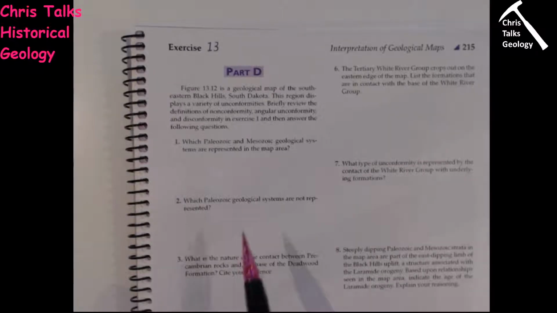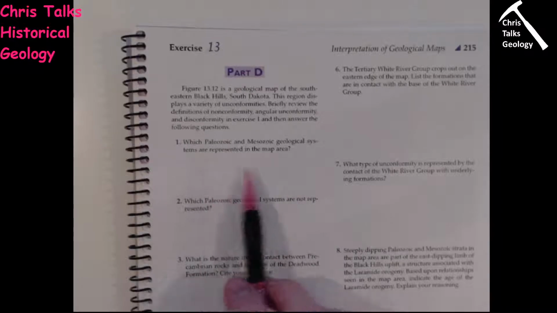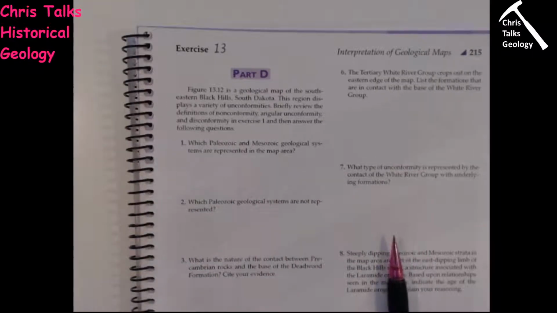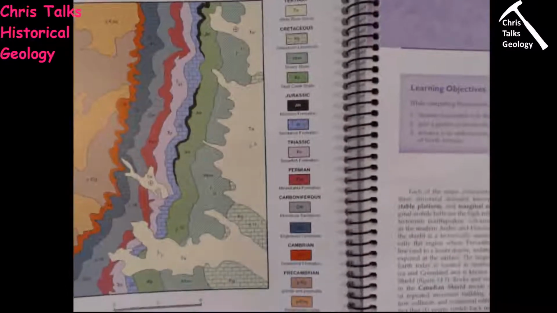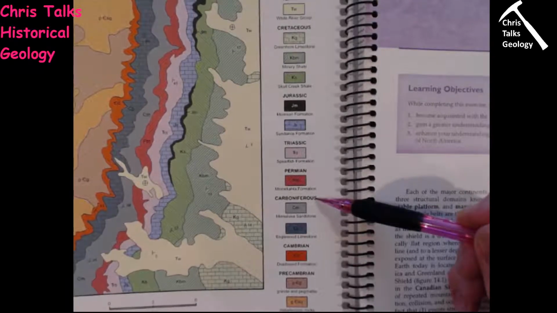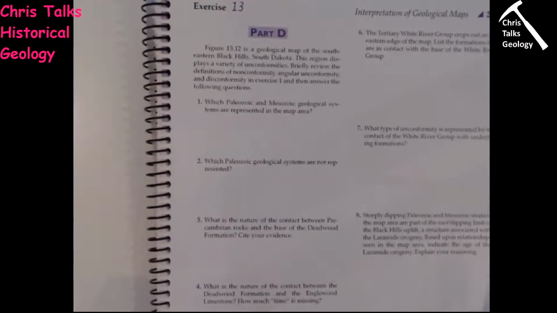So the question then becomes, which geologic systems, i.e. periods, are represented in the map area? So remember, Paleozoic and Mesozoic. So Cambrian, Ordovician, Silurian, Devonian, Carboniferous, Permian, Triassic, Jurassic, Cretaceous. Those are your options, okay? So which ones are in the area? If you want to know, go to the map, and it's quite nice because they've written it for you. Okay, you can't miss it. All right, so that's part one.